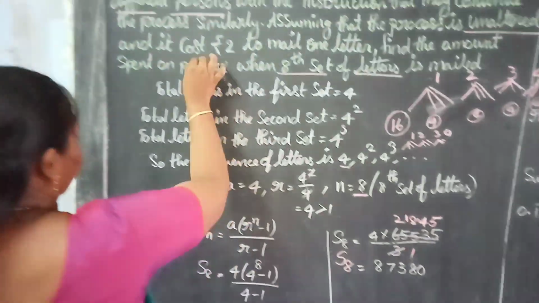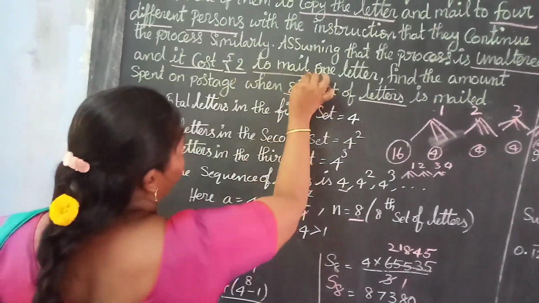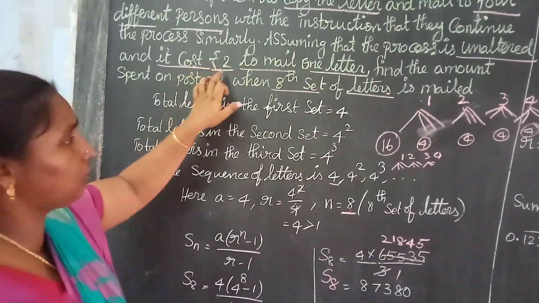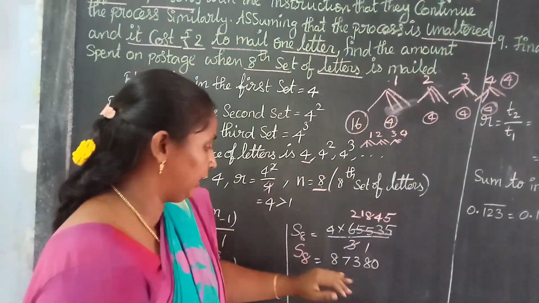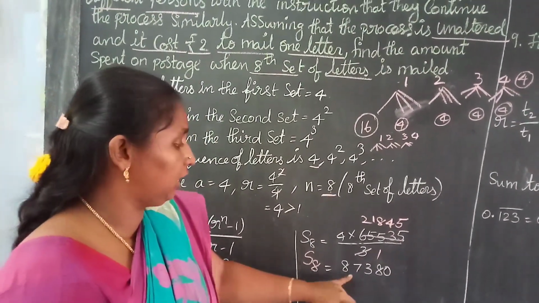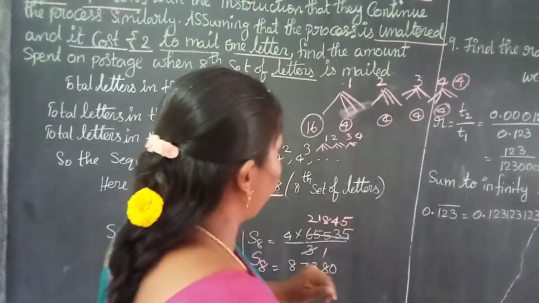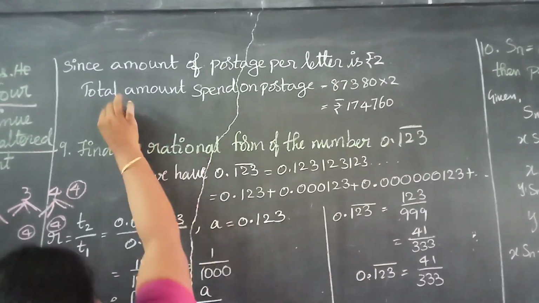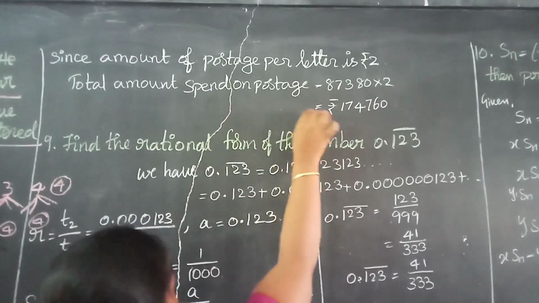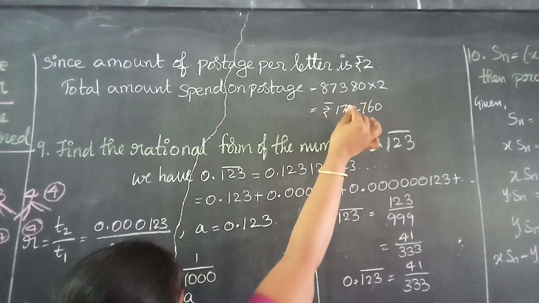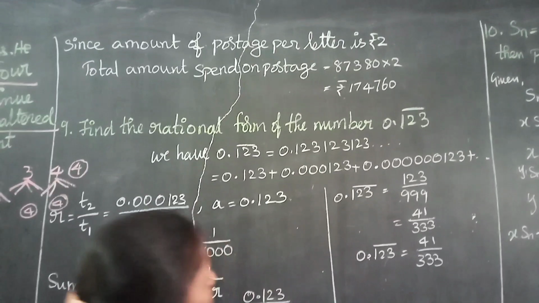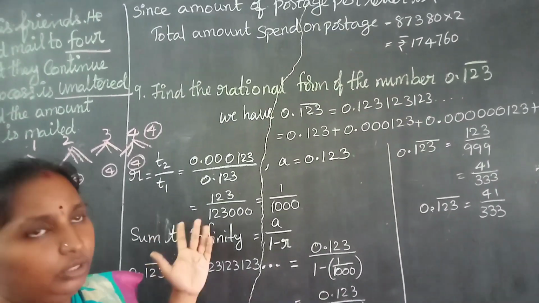They ask, the cost is given as Rs 2 to mail 1 letter. So if you mail 1 letter, it will cost Rs 2. How many letters are there in the 8th set? 87,380. So the amount of postage per letter is Rs 2. Total amount spent on postage equals the total number of letters, 87,380, into 2. If you multiply by 2, you get 1,74,760. Did you understand this?